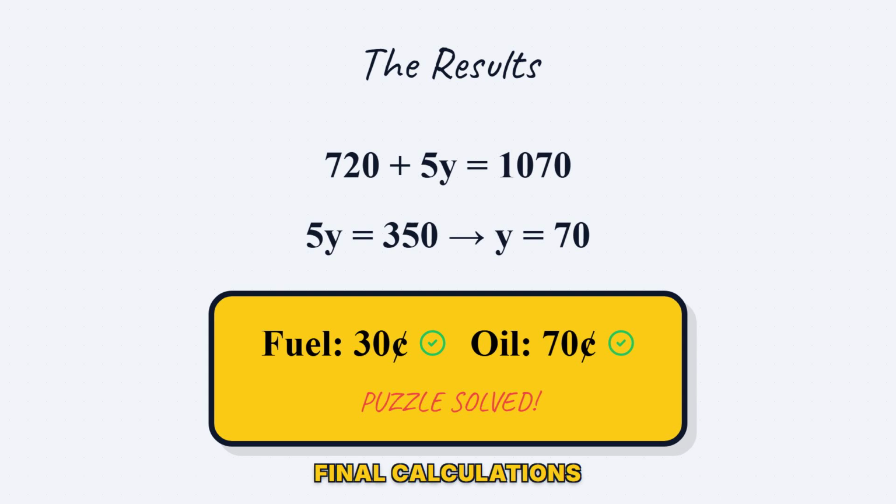So our equation reads 720 plus 5y equals 1070. Subtract 720 from both sides to get 5y equals 350. Divide by 5, and we get y equals 70. 1 liter of oil costs 70 cents.